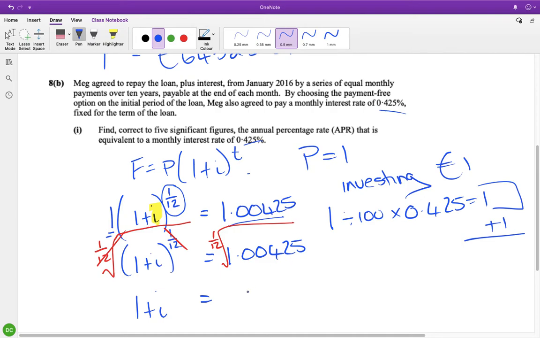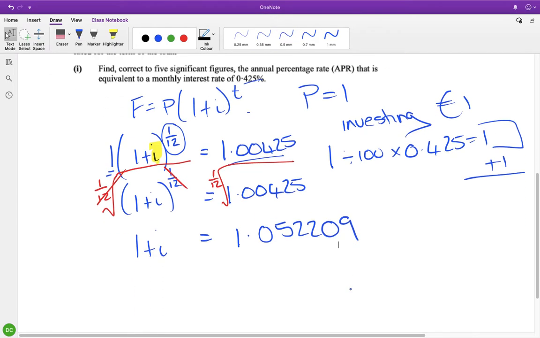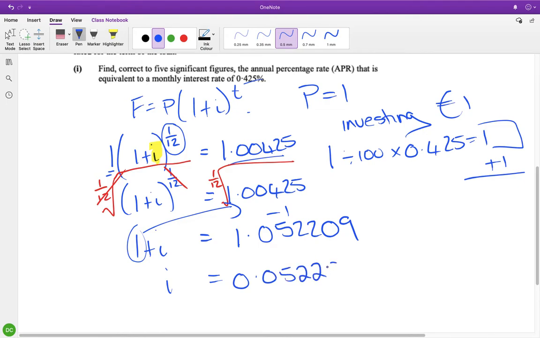Yeah. So I'm getting 1.052209. And then, like I said, I'm trying to get the I. So I'm going to take this 1, bring it across the equals, and it becomes a minus 1. So I get I is 0.052209.